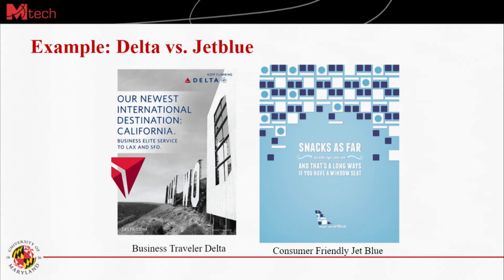Let's take another example of Delta versus JetBlue. In this case, we can see that Delta is positioning themselves for business travelers with a business elite service, whereas JetBlue is more consumer friendly, focusing on the snacks that they offer.